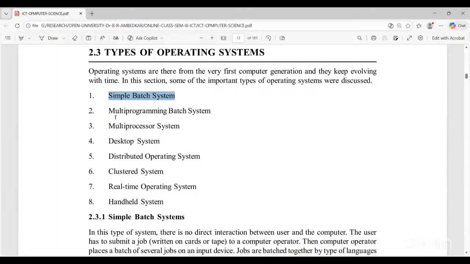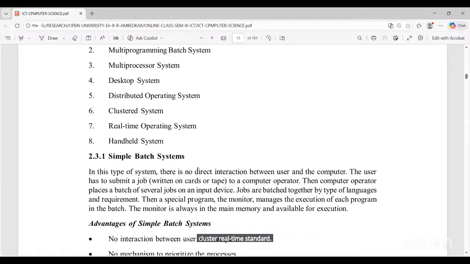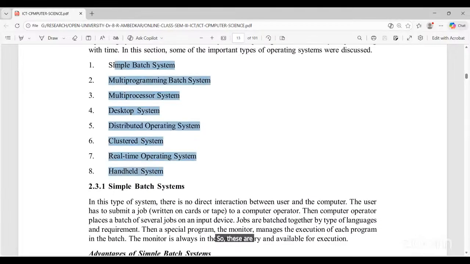how they process the instructions, the environment, how they give the environment. Simple batch operating system, multi-programming and multiprocessor, desktop, distributed, clustered, real-time, handheld. So these are operating systems.